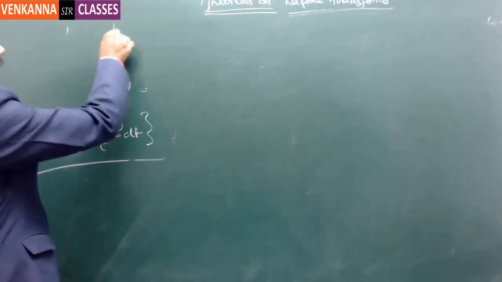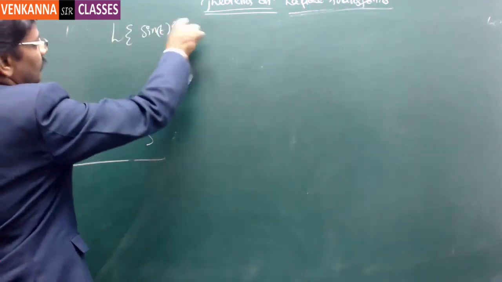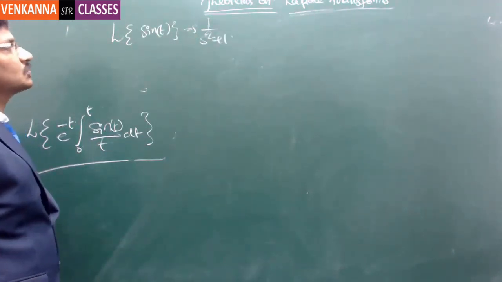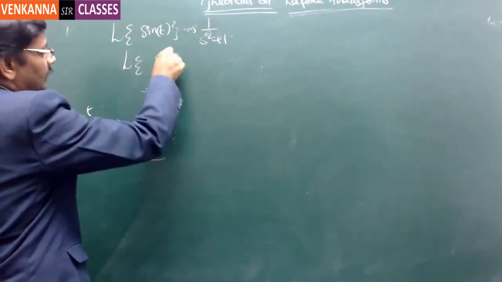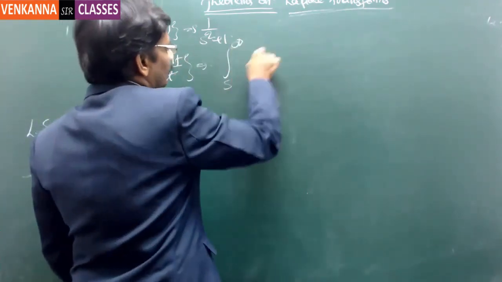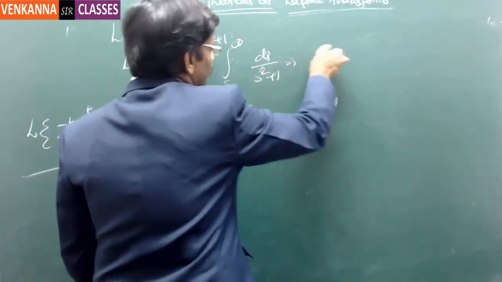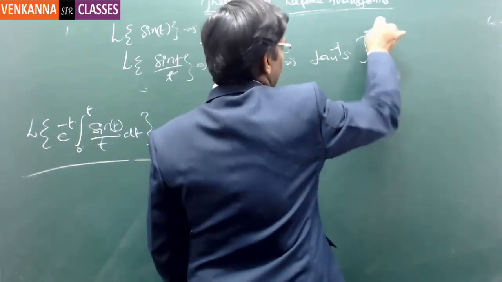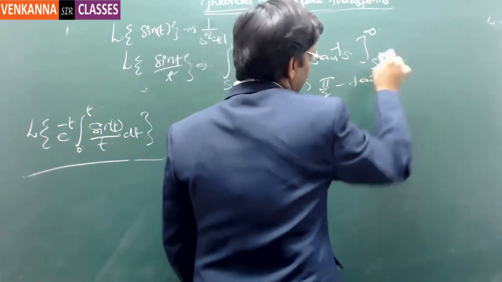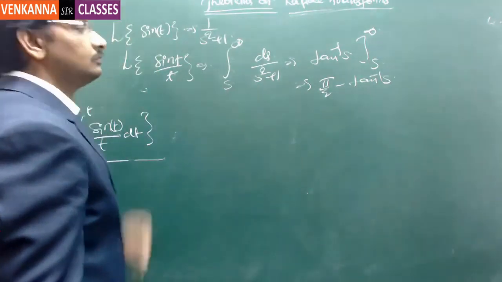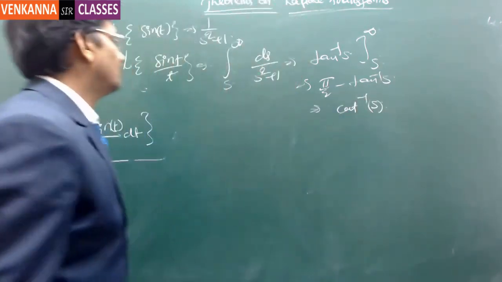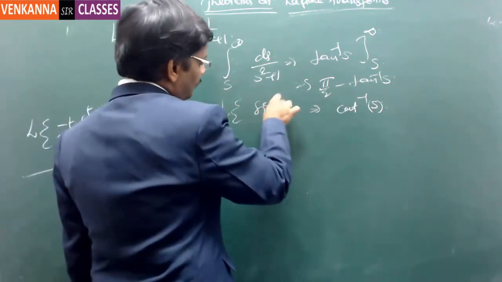See this, we'll take this. The Laplace transform of sin t is nothing but 1 by s square plus 1, because a is equal to 1: a by s square plus a square, where a is 1. Then the Laplace transform of sin t by t, dividing with t, will be equal to the integral from s to infinity of ds by s square plus 1. So this is tan inverse of s, with upper limit infinity and lower limit s. This is pi by 2 minus tan inverse of s. Got it? So pi by 2 minus tan inverse of s can be written as cot inverse of s. Now this is the Laplace transform of sin t by t.